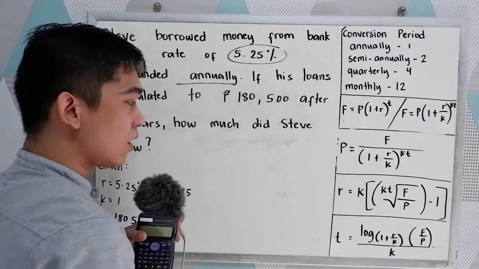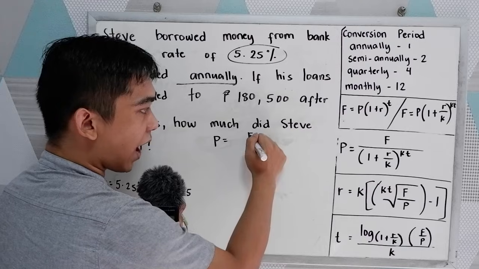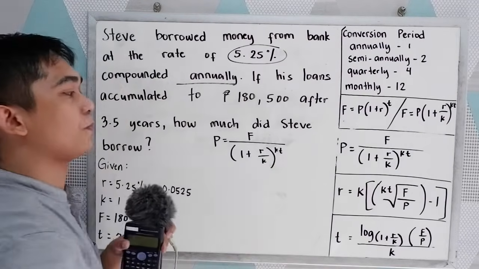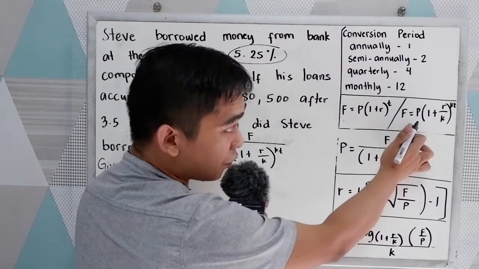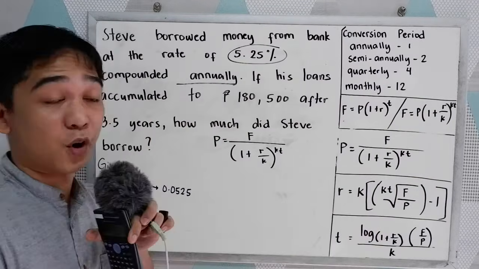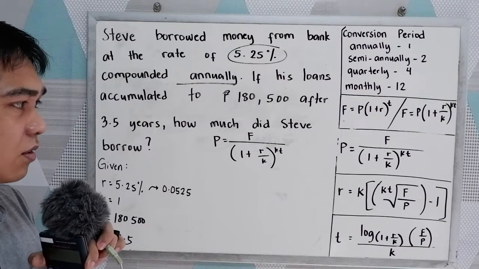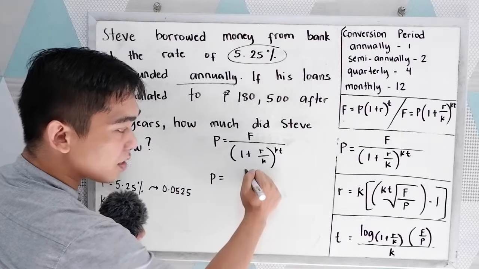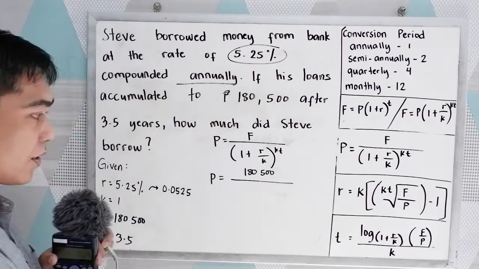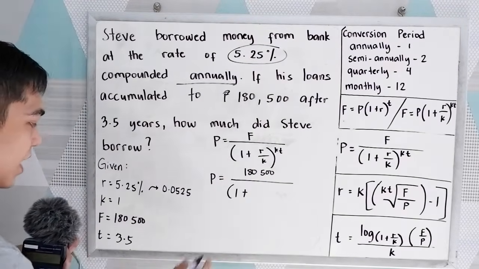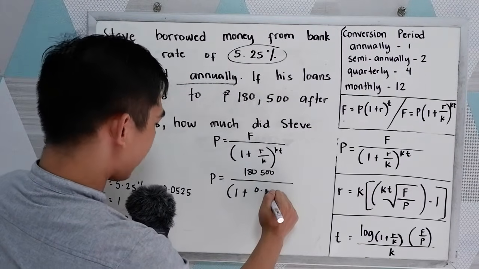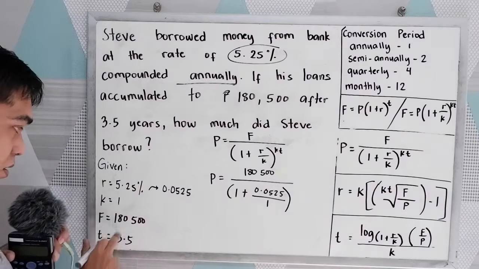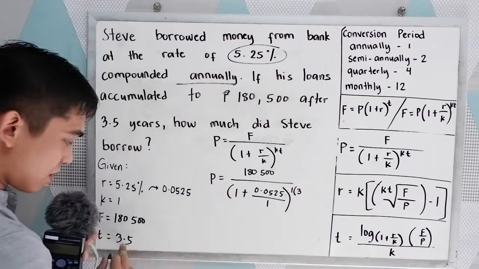Now, since we have the formula here, we're just going to write the formula. P is equal to F over 1 plus R over K raised to KT. Notice that it came from our future value formula, so just derive the formula if you don't know this one. Now, we're going to substitute the given. So P is equal to 180,500 all over 1 plus R, 0.0525 over K, which is 1, raised to KT, 1 times T is 3.5.